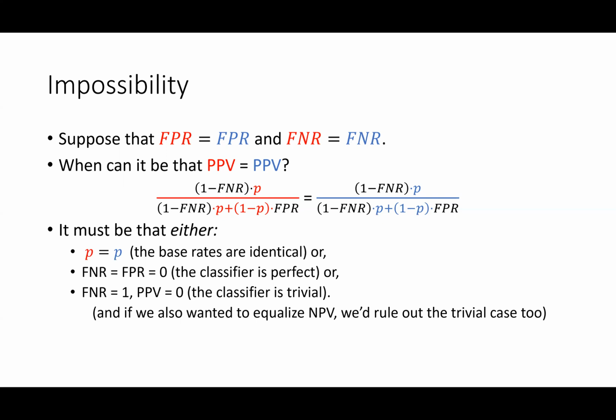And in fact, if you wanted to ask also that this classifier equalized not just positive predictive value, but negative predictive value, then you'd even rule out the trivial case as well. And you'd find that the only 2 instances in which you could equalize all 3 of these statistics were those in which you had the ability to make perfect predictions, which never happens, or if the base rates were equal, which could happen, but happens to be unusual because you really need them to be exactly equal.